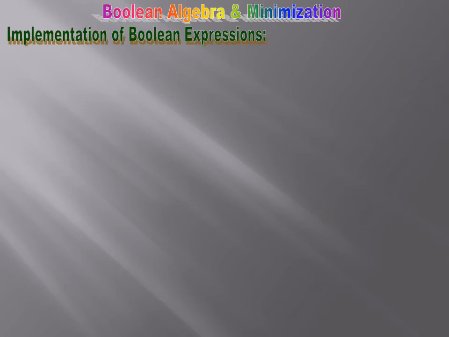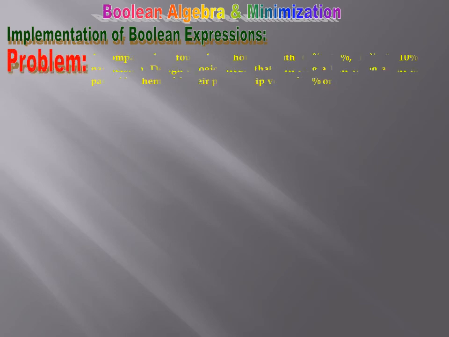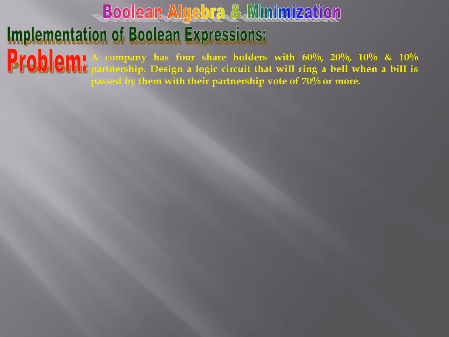We continue with the implementation of Boolean expressions. Let's take a problem. A company has 4 shareholders with 60%, 20%, 10% and 10% partnership. Design a logic circuit that will ring a bell when a bill is passed by them with their partnership vote of 70% or more. So how will we solve this with a digital circuit? Let's see the solution.